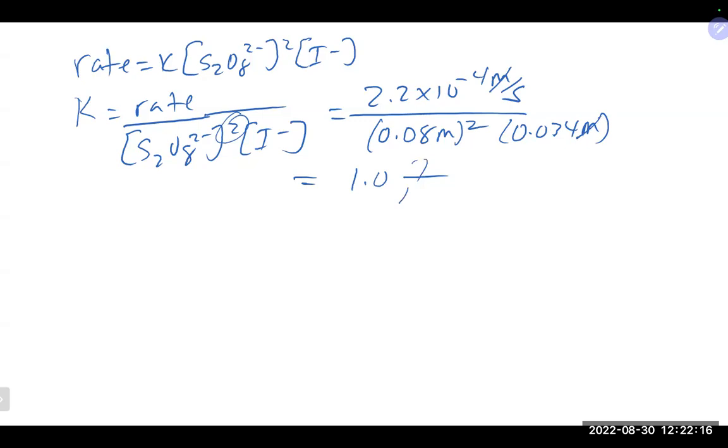Leaves us 1 over molar squared seconds as our unit, which again is different than what we saw for second order, and is also different from what you see for first order. And as I mentioned before, the units of the rate constant really do tell you what type of reaction you're dealing with. Any questions on any of that there?